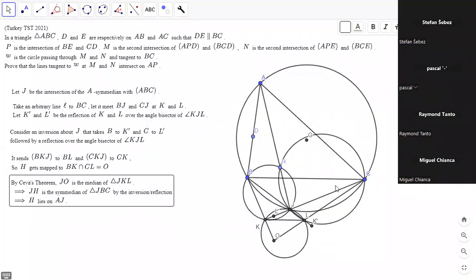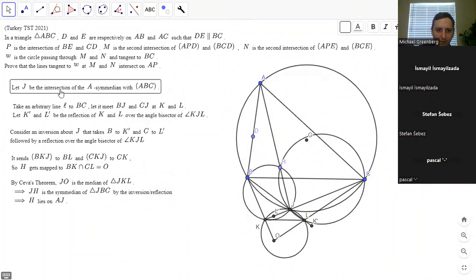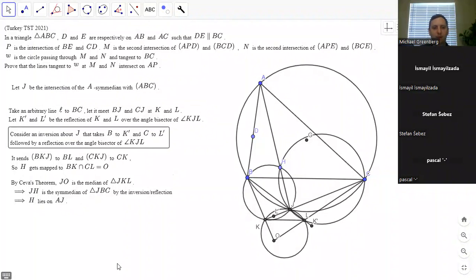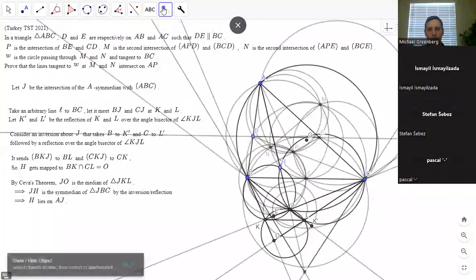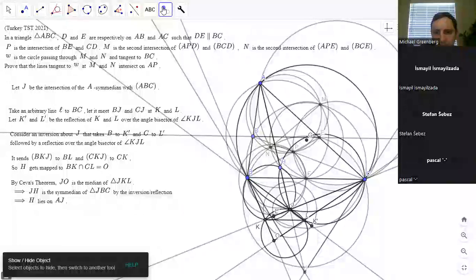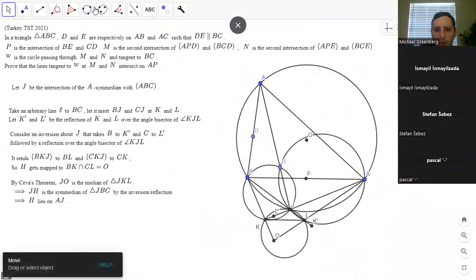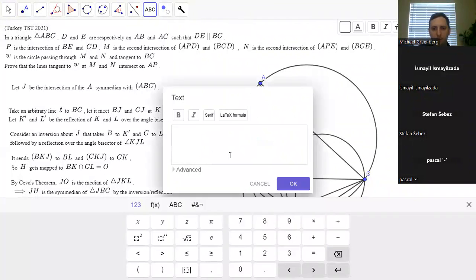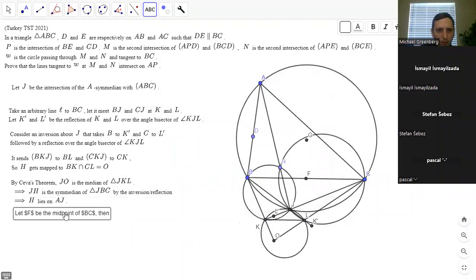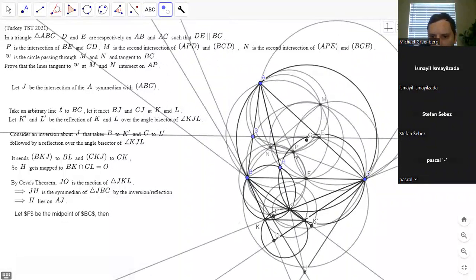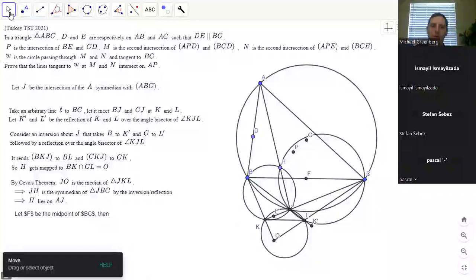So hey Miguel, thanks for joining us. We had a really interesting solution to this problem that uses root BC inversion, but twice. If you go back to the original problem, we used Miquel's theorem a couple times. So let F be the midpoint of BC. Basically H is going to be the inverse of P, right? That's our goal here under the root BC inversion.